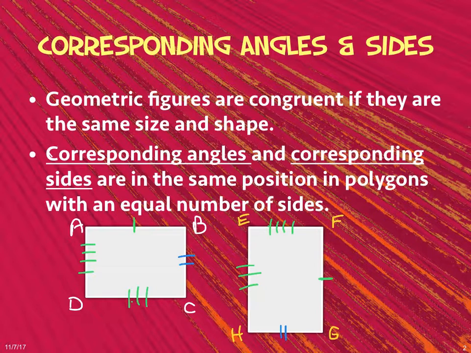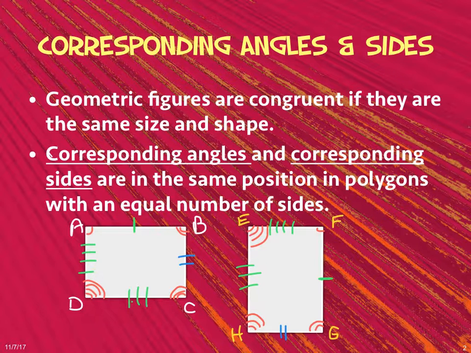And then the angles would also be congruent. So A could be congruent to F, B to G, C to H, D to E. Okay? So those would be the corresponding sides and corresponding angles. AB would correspond to FG. BC would correspond to GH because it has 2 tick marks. DC would correspond to EH. AD would correspond to EF.